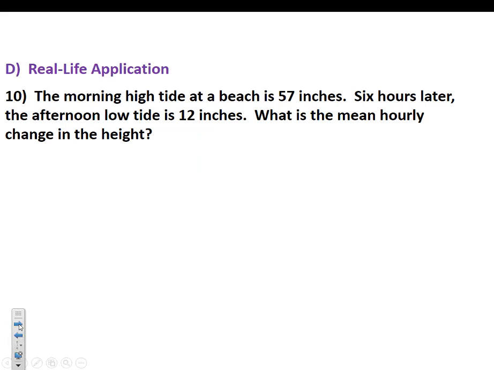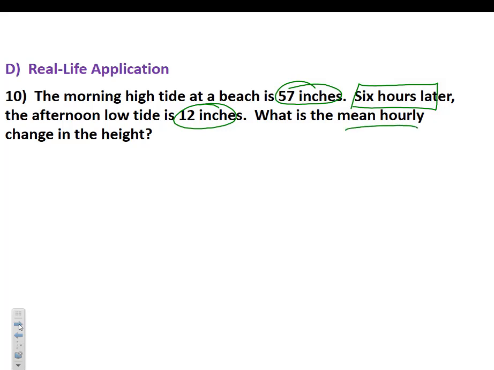Our real life application, it says the morning high tide at a beach is 57 inches. 6 hours later, the afternoon low tide is 12 inches. What is the mean hourly change in the height? So of course, there's some things we want to highlight as we read it a second time. It says the morning high tide at the beach is 57 inches. 6 hours later, the afternoon low tide is 12 inches. What is the mean hourly change in the height?